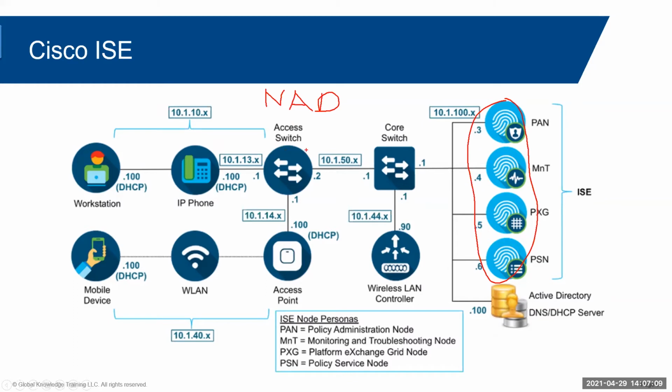So the idea is the first device they'll connect to is the network access device. This could be a physical switch, a wireless access point. This could also be a place where a VPN terminates. So ISE will talk to all of these with a protocol called RADIUS, Remote Access Dial-In User Service. RADIUS is a protocol that goes between ISE and the NAD.